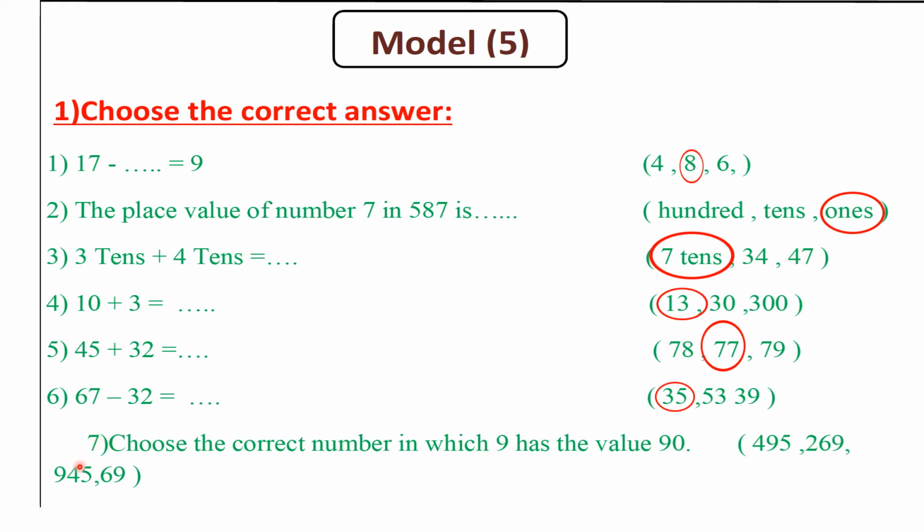We have 945,690, 69, 945,000. And this number is 94,569. So the 9 here is in thousands, so it has 3 zeros, and the 9 here is in ones, which has no zero. So it's not this. So the answer is 494.